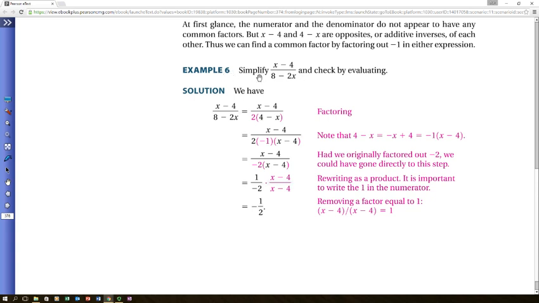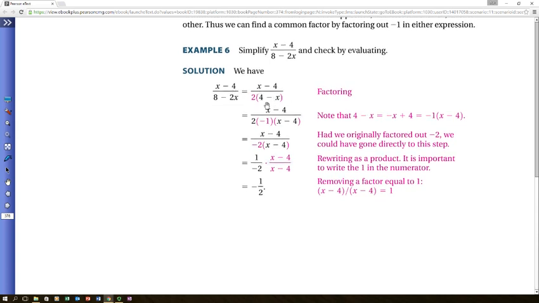Well, let's look at how they do example 6 here. To simplify this one, we look to factor. Hopefully you recognize that 4 minus x is the opposite of x minus 4. In other words, the term x is positive here and the term x is negative here. 4 is positive here, negative here. They are opposite terms, in a sense. Well, I can factor out of this one, and what they do is 4 minus x, which seems logical because we're used to the polynomials being in descending order as far as the degree of each term.